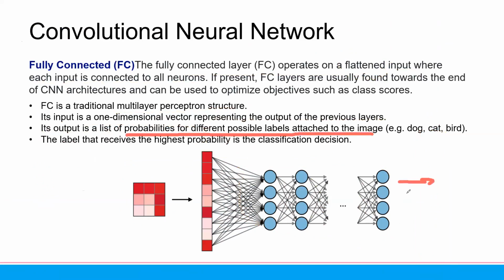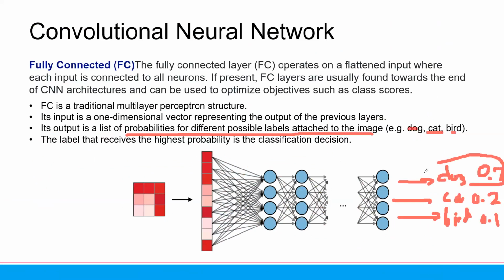For example, if I have an image and I know that there are 3 classes: dog, cat, and bird, what you will get from this neural network is the probability. For example, the probability is 0.7 for dog, 0.2 for cat, and 0.1 for bird. Then the highest probability, 0.7, will be selected. So the label that receives the highest probability is the classification decision.